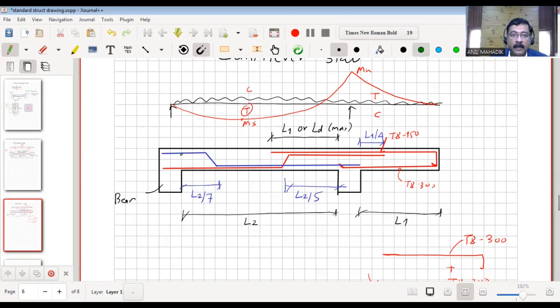And distribution bars, definitely there are there like this. Minimum steel as per code for distribution steel. Again, for this portion, we will have distribution bars here also. Okay, so that's it for the cantilever slab detailing.